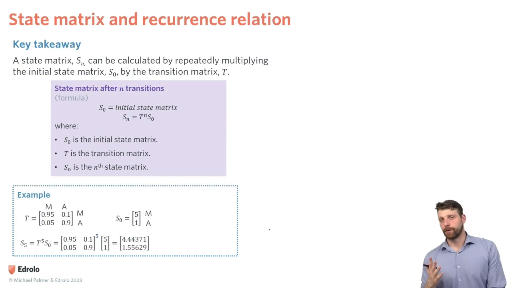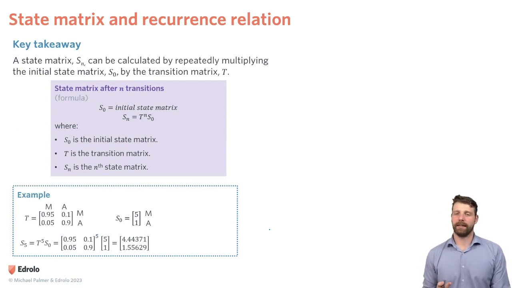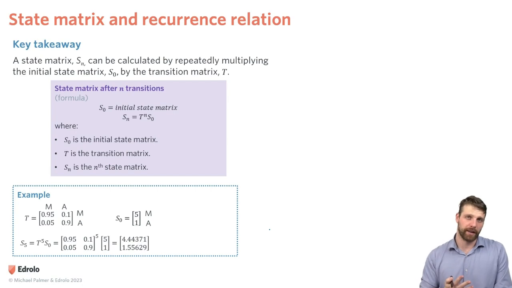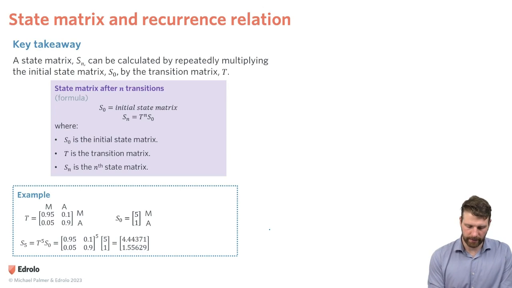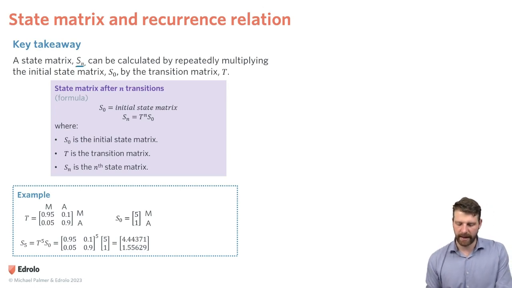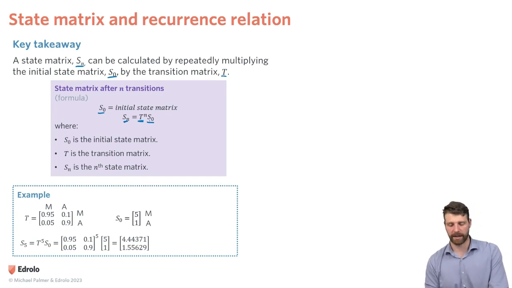Okay, now the recursive relationship is good, but we can actually generate an equation to find the nth transition. So here we've got a state matrix Sn can be calculated by repeatedly multiplying the initial state matrix S0 by the transition matrix T. So here we've got S0 is the initial state matrix, usually initial population. And to find Sn, so some nth transition, or maybe like S10, say, then we do T to the power of n, so T to the power of 10 times the initial state matrix.